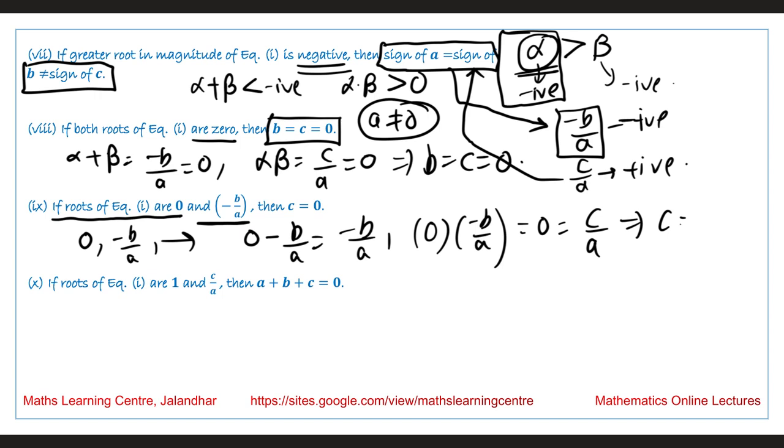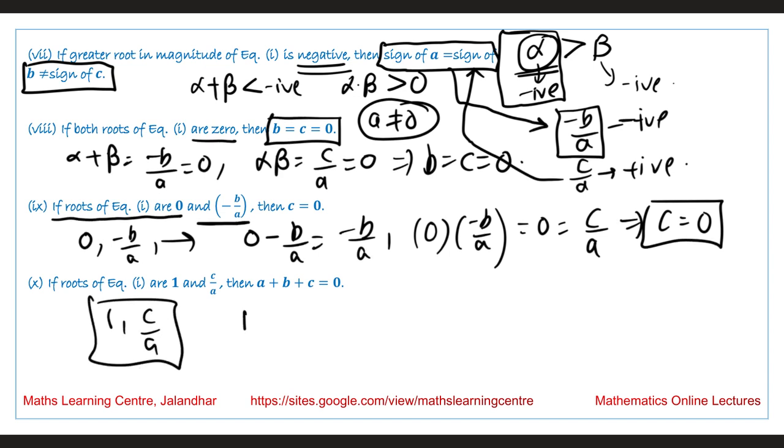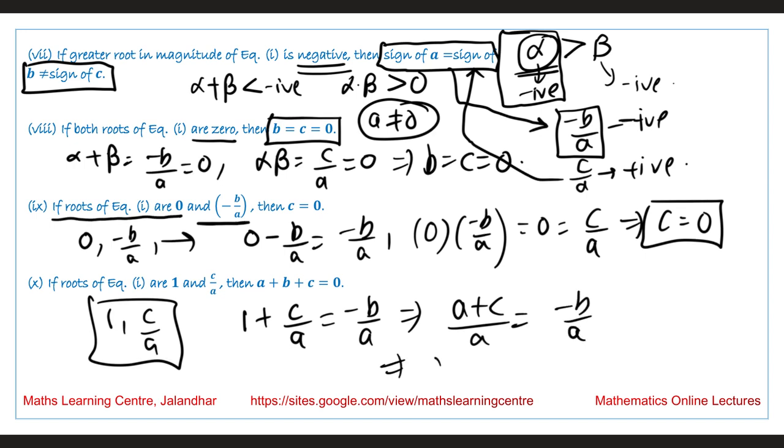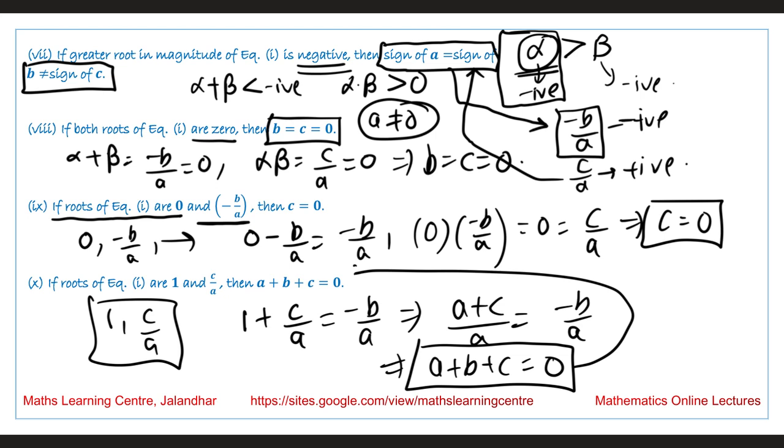So this implies that c is equal to 0. And last is if the roots of the equation are 1 and c by a, then the sum of the roots is 1 plus c by a, that is equal to minus b by a. So this implies that a plus c by a is equal to minus b by a, and this implies that a plus b plus c is equal to 0. We are saying that if the coefficients satisfy a plus b plus c is 0, then one of the roots is 1.